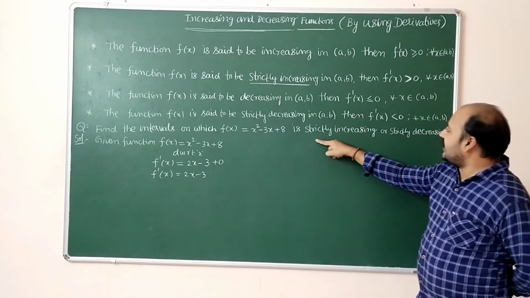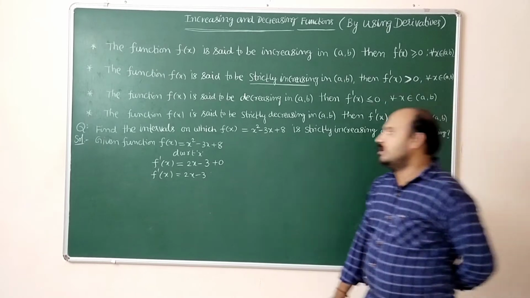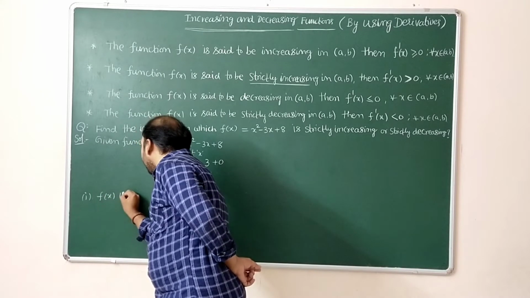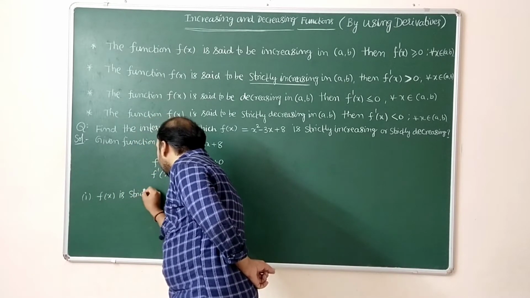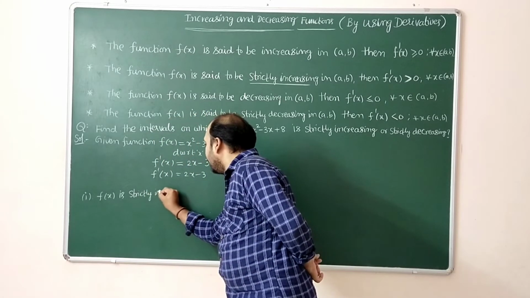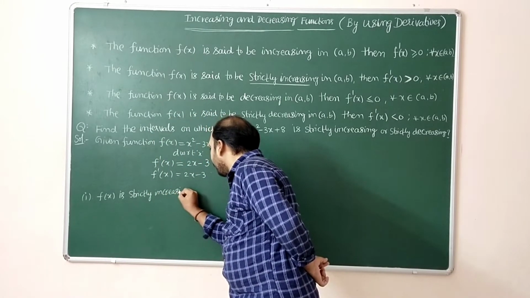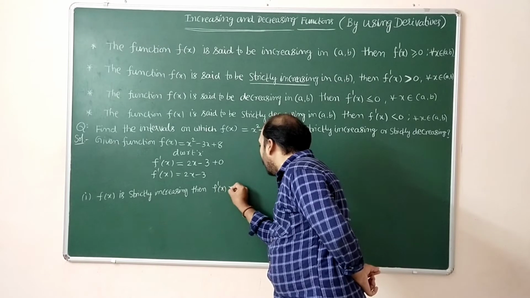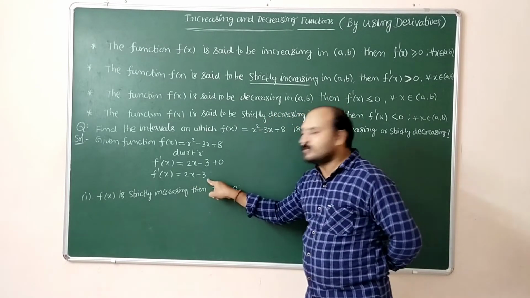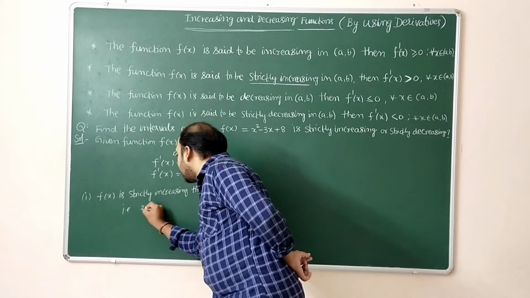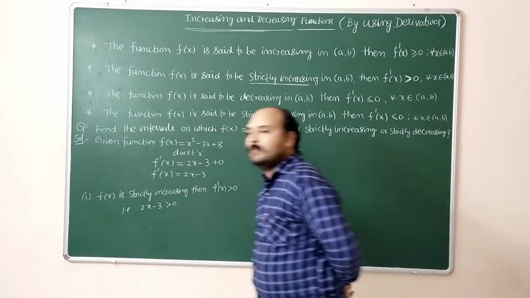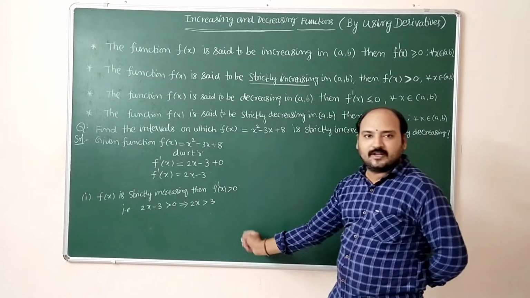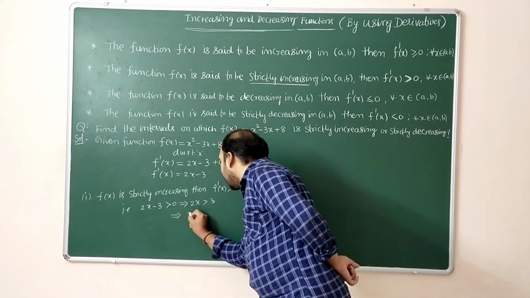Now, in which interval the function is strictly increasing? In that first question, f of x is strictly increasing. Then f dash of x is greater than 0. What is f dash of x? 2x minus 3. That is 2x minus 3 is greater than 0. That implies 2x is greater than 3. Minus 3 I am taking to the RHS side. So that implies x is greater than 3 by 2.